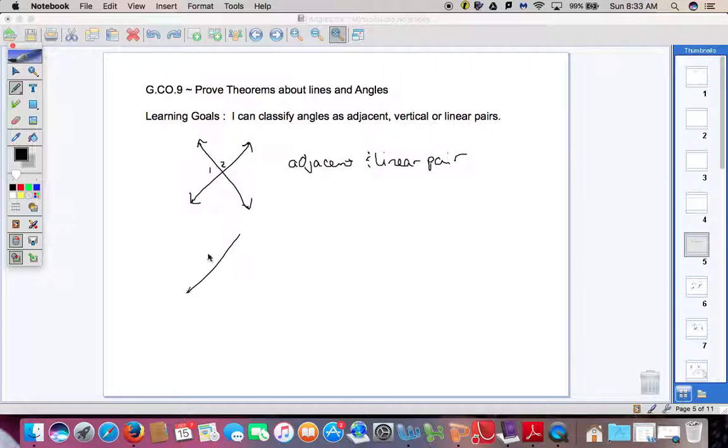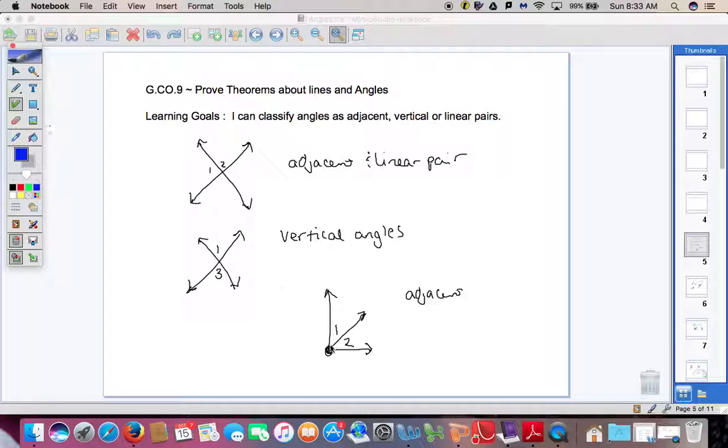Okay? What are angles 1 and 3? Well, angles 1 and 3 are just simply vertical angles, and recall that vertical angles are congruent to each other. What about angles 1 and 2 here? Well, these would simply be adjacent angles because they share this common vertex and they share this common side.